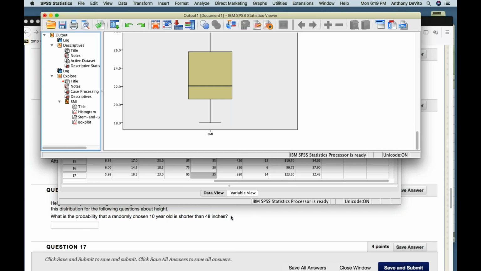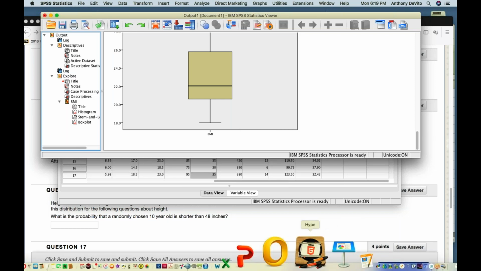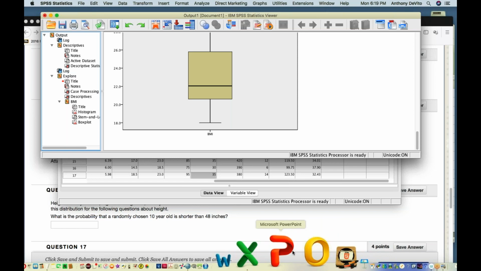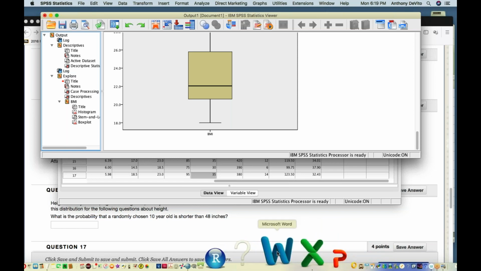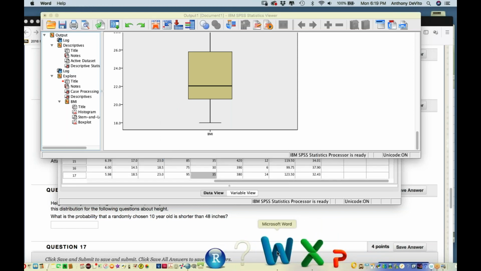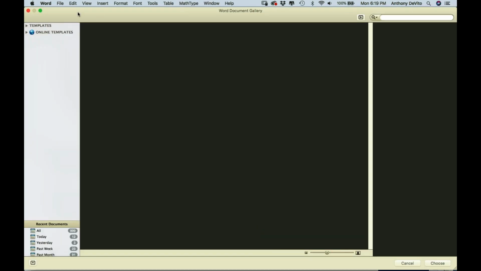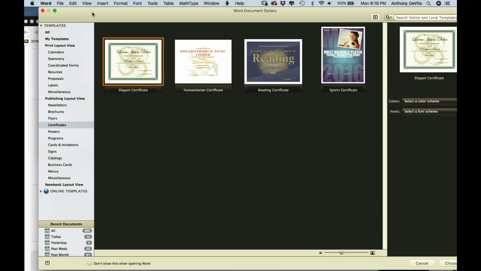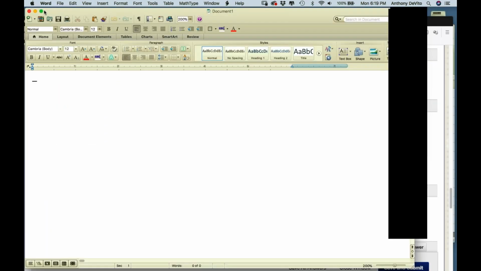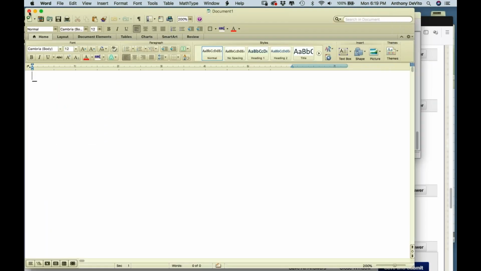So now, in addition to being asked to produce this box plot, you were also asked to upload it as a Word document. So in order to do that, or any other word processing program, you have to open up a Word document, and it asks for the table and for the graph.